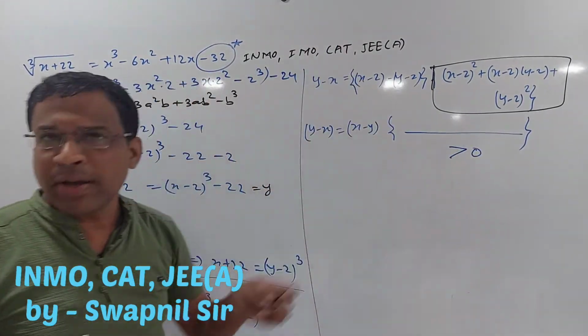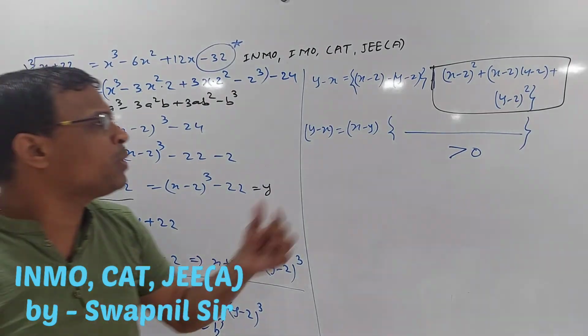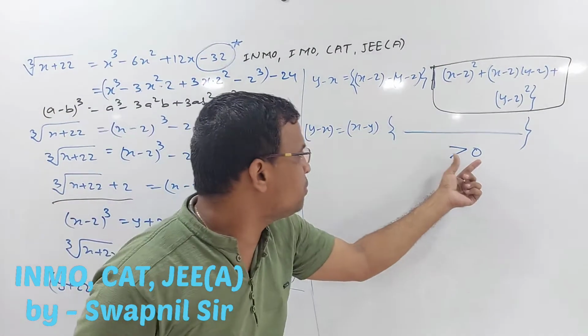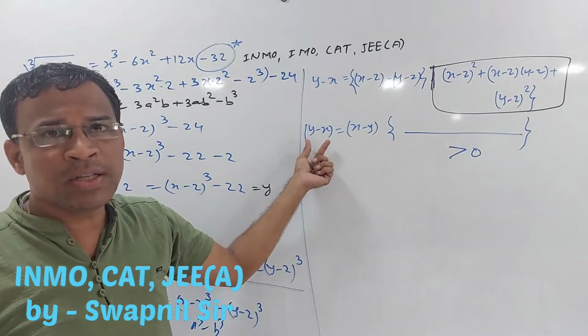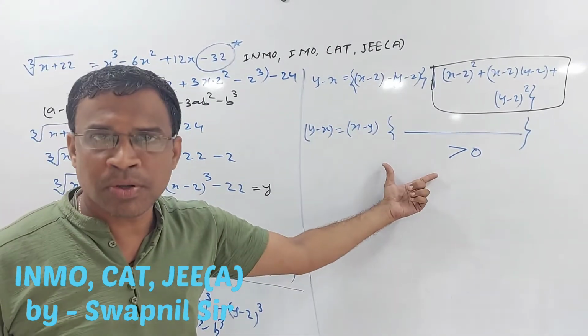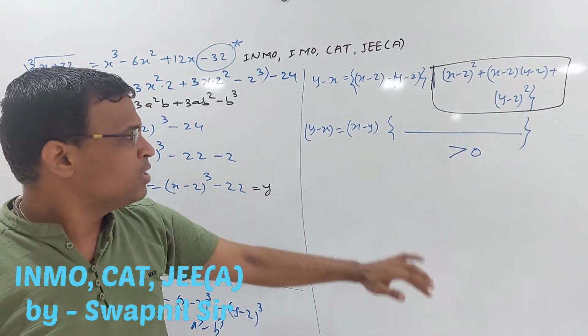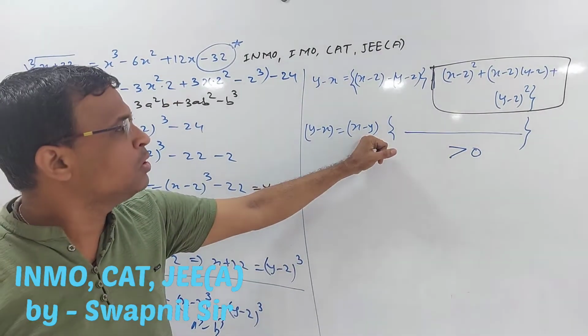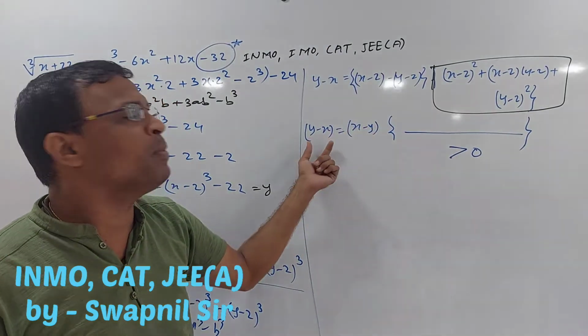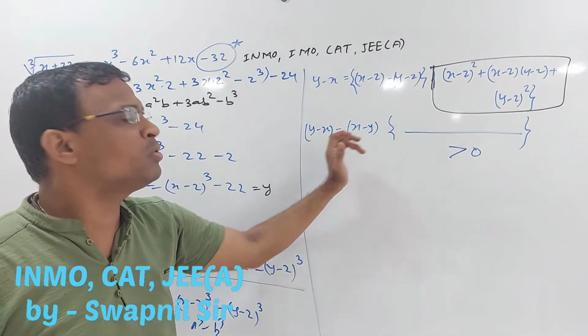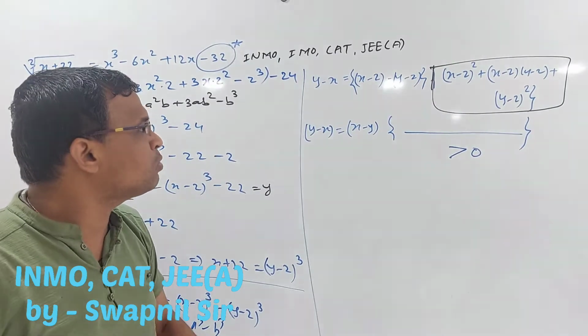Fine. And I am assuming different cases. Suppose x minus y is positive. So positive into positive is positive. But if x minus y is positive, y minus x should be negative. But here we are getting positive. So that is not possible. Suppose x minus y is negative. So negative into positive is negative. But if x minus y is negative, then y minus x should be positive. So here positive, here negative. Not possible. So ultimately what will be the solution?